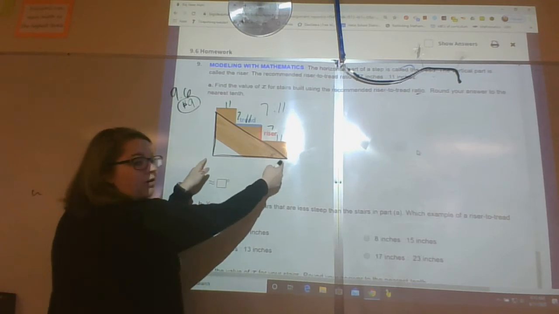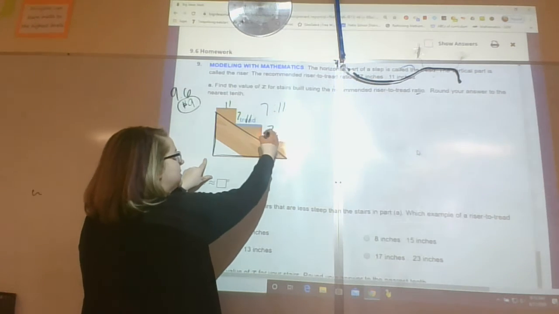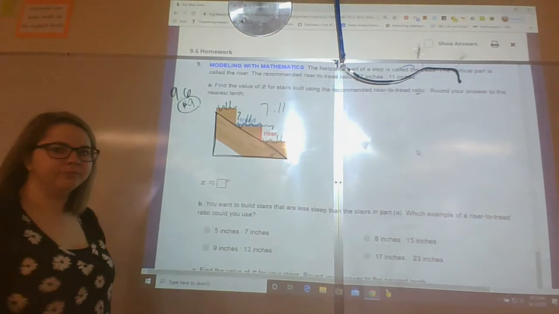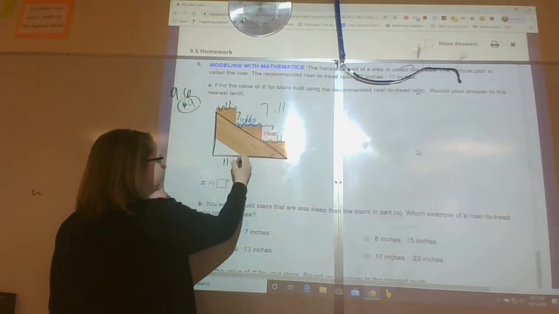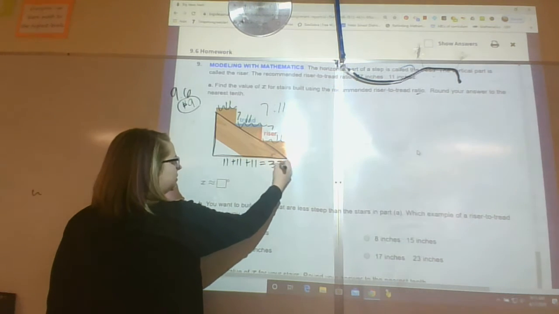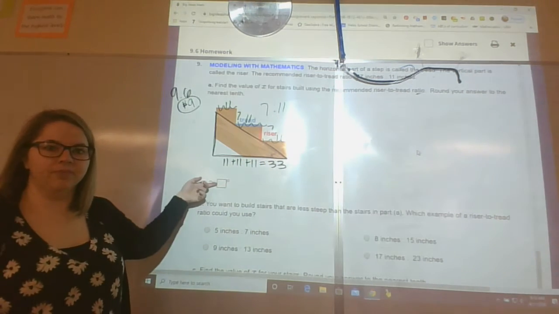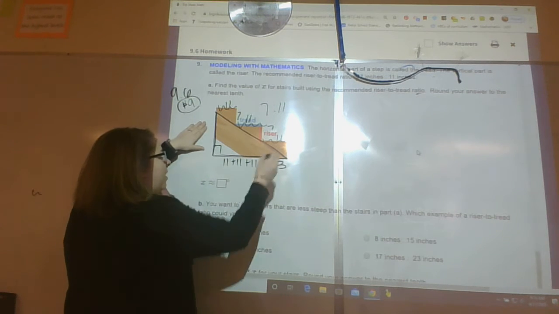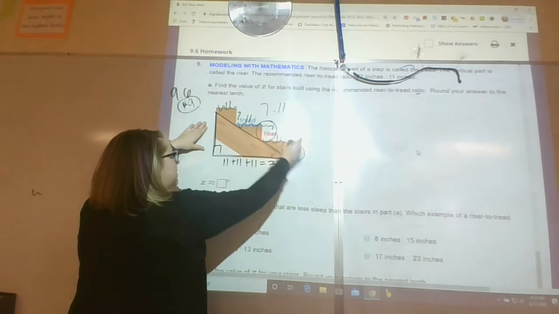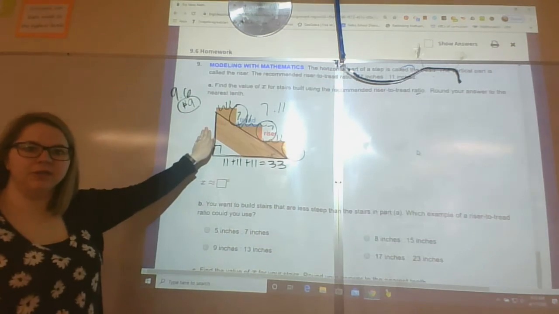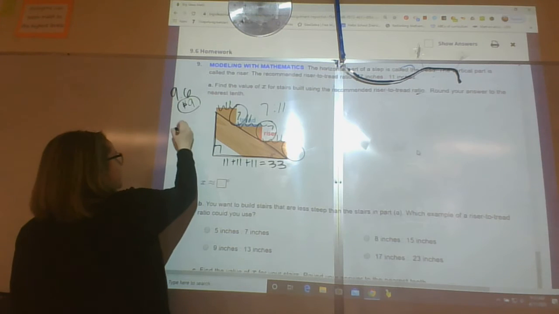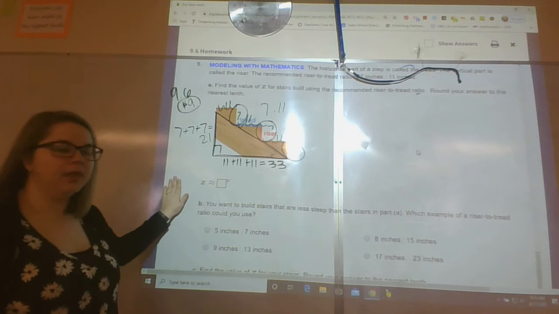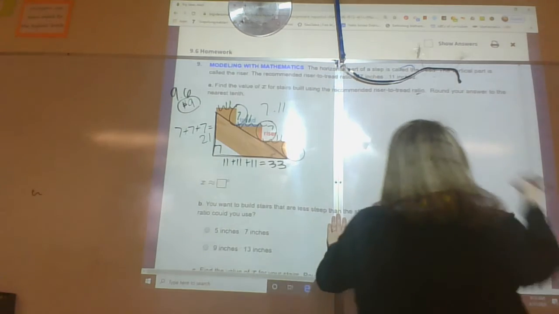So to find this long length here, I have to add all my 11s together. I got to add this plus this plus this to get this total length here. So 11 plus 11 plus 11 equals 33. That's how long this is down here. Now to find how high it is, and this is a right angle, I gotta add all my heights together. So 7 plus 7 plus 7 equals 21. Okay, so now I have my triangle. Here's my triangle.